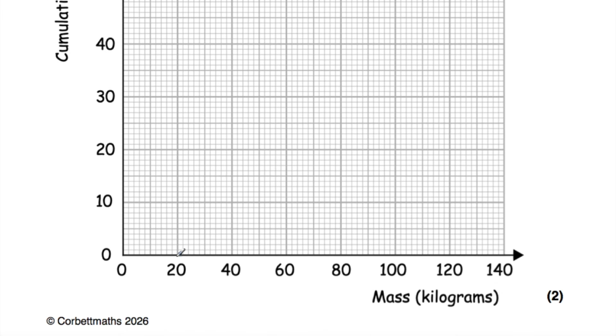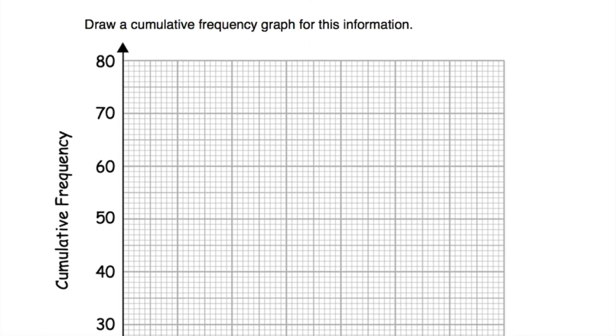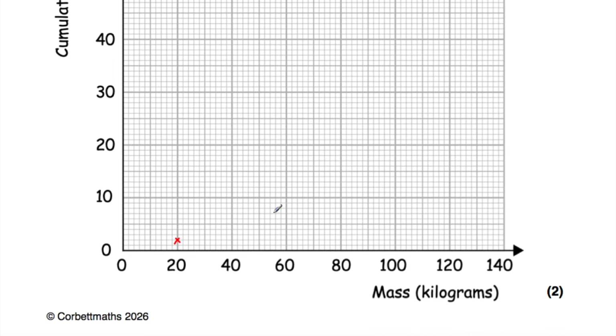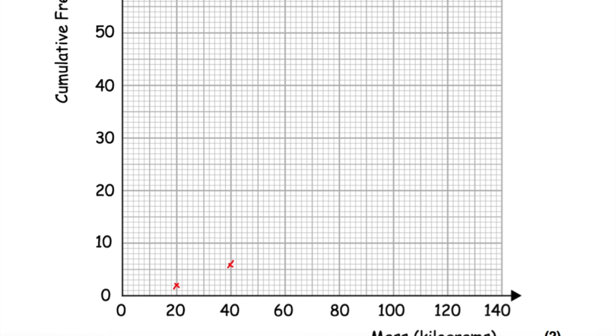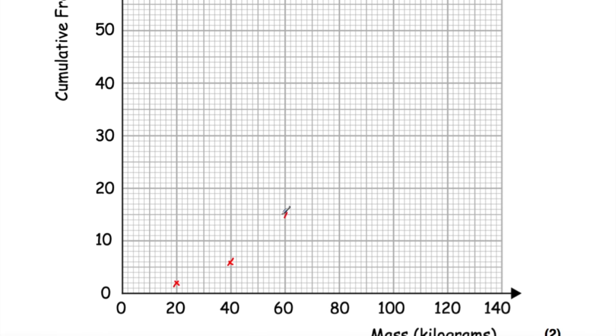So let's plot that. 20 across is here. In terms of 2 up, each of the little boxes is worth 1, because it's going from 0 to 10 in 10 little boxes. So we go 20 across and then up 2, so that'll be there. Next we've got 40 across and 6 up. 40 across is there and 6 up would be here. Next, 60 across and 15 up would be here.